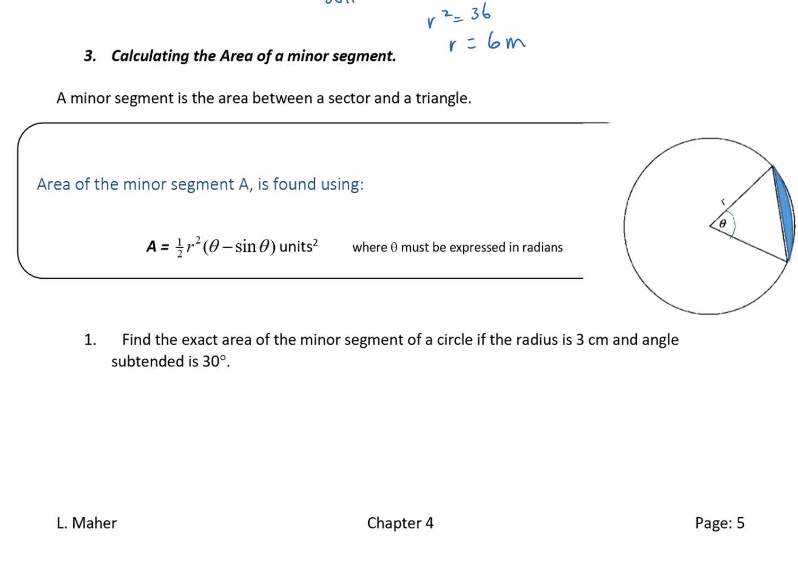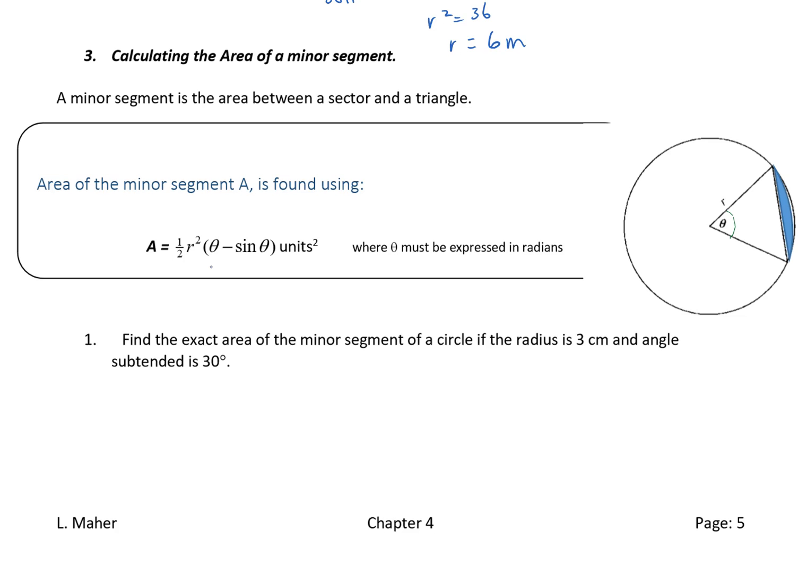The third formula we will look at is a formula to calculate the area of a minor segment, shaded here in the diagram. And the formula is the area is a half times the radius squared of theta, where theta must be expressed in radians, minus the sine of theta. And we'll actually calculate that. We may need to use our calculator, and if we do, we'll make sure our calculator is in radians and sub it into that formula.